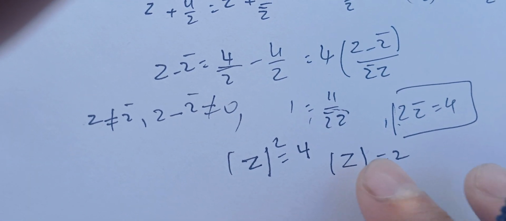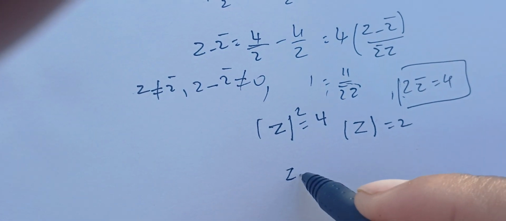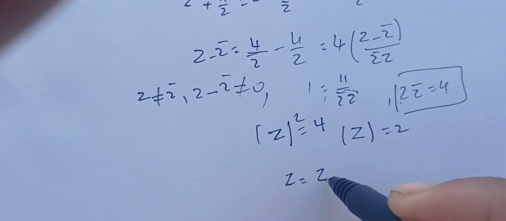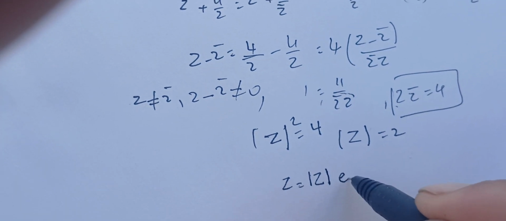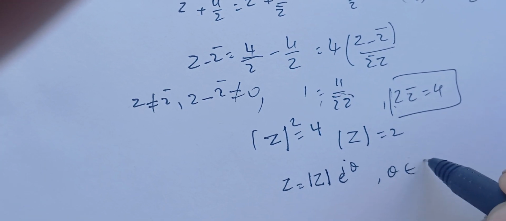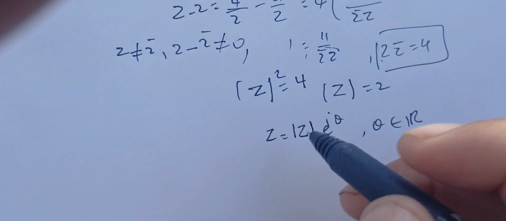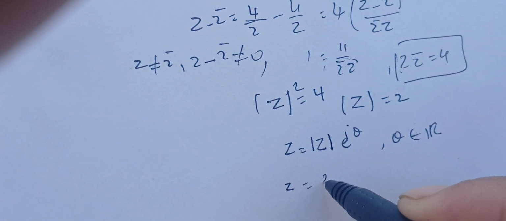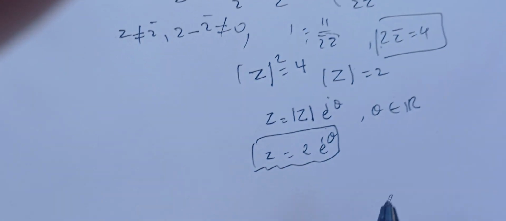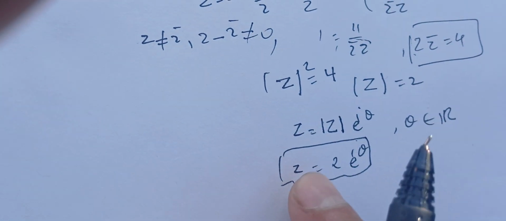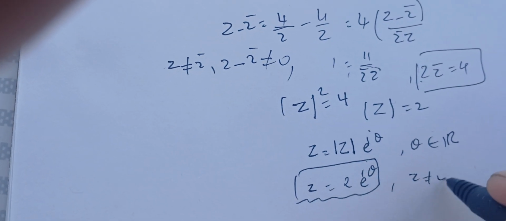So once I'm here, this means that my z can be written as z is the modulus of z e^{i theta} with theta real. That means z is 2 e^{i theta}. Okay, so I found the z. I need to add this condition, z is different from 0.